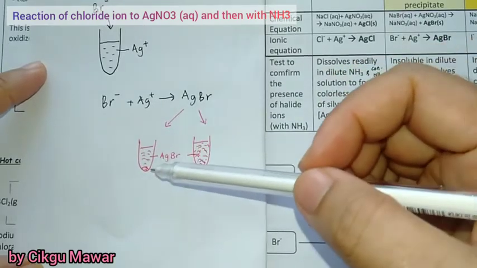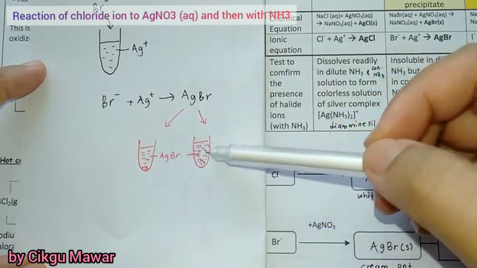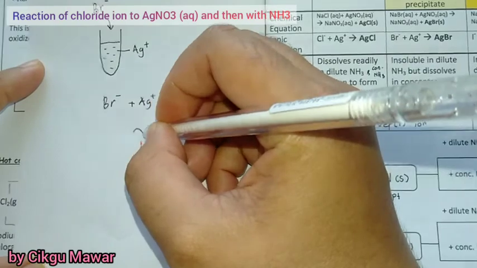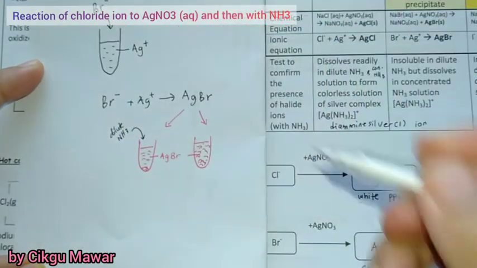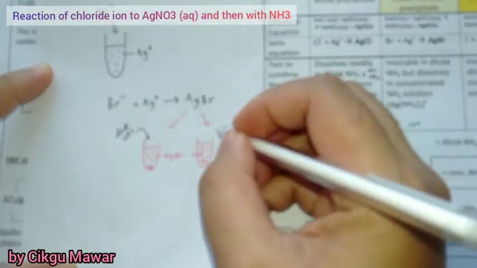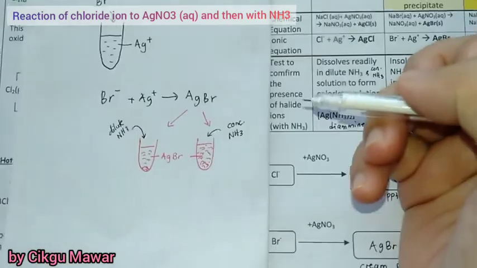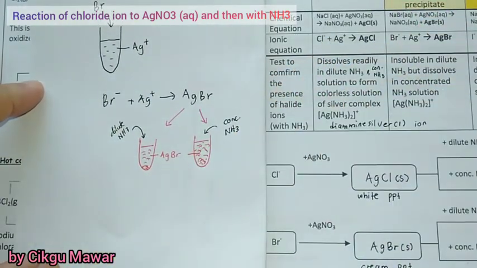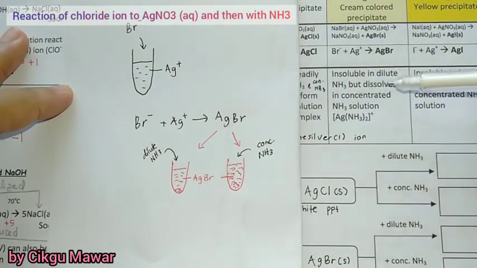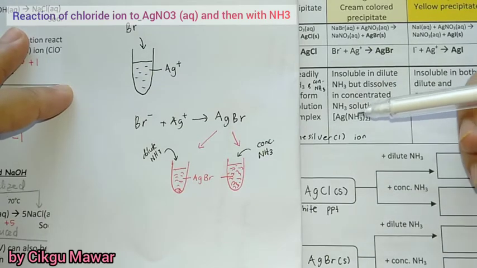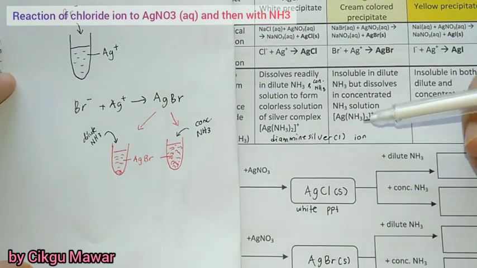For the second halide, from the cream precipitate of silver bromide, I divide it into two test tubes. The first one, I want to test using dilute ammonia, and the second one, using concentrated ammonia. So what is the observation of both? Refer to our chem book here: insoluble in dilute ammonia, but it will dissolve in concentrated ammonia solution to form diamminesilver(I) ion, the complex compound.